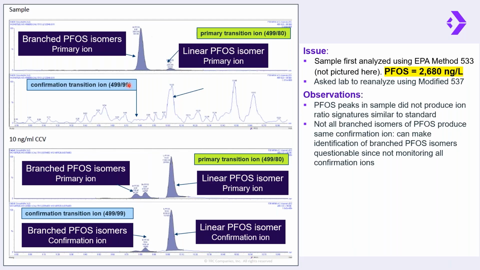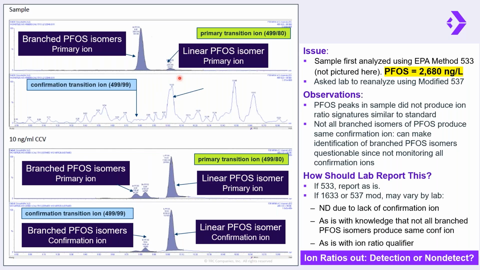So when this occurs, okay, when you have a missing confirmation ion or you have an ion ratio outside the acceptance limits, how does the lab report this? So when this was just EPA method 533, okay, remember it does not monitor confirmation ions, the lab is going to see the linear and branched peaks for PFOS from the primary ion on top here. They're going to sum them to get the total, and that's where they get the original 2,700 nanograms per liter. So there'd be no reason to think that this was suspect per EPA 533, and it would be reported as is with no qualification because, again, this method does not even look at confirmation ions.